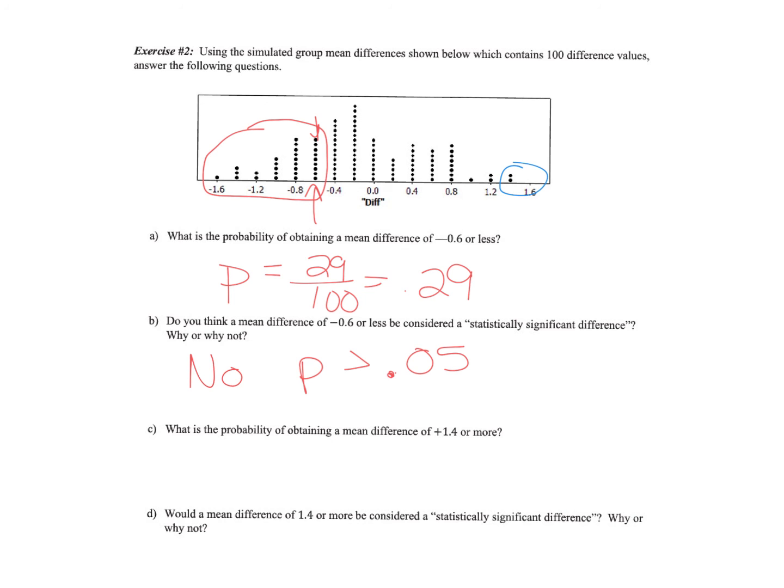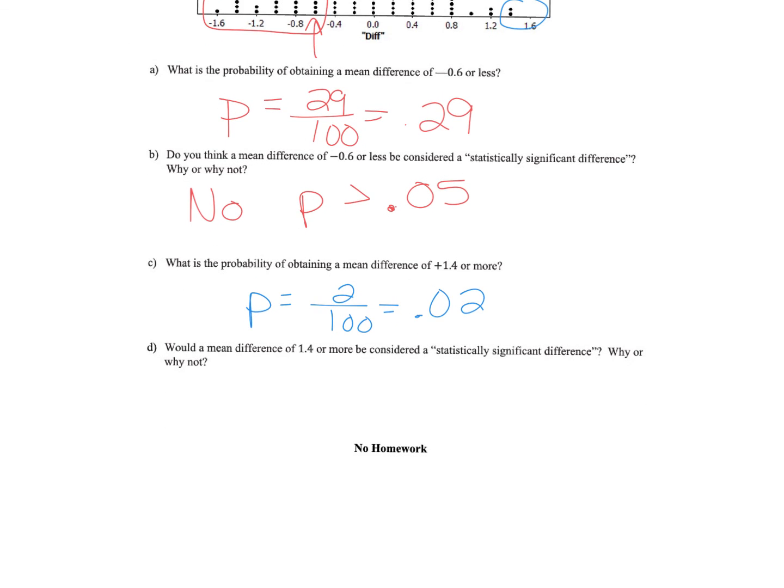What's the probability of obtaining a mean difference of 1.4 or more? So there's 1.4 or more. That's P equals 2 over 100, which is 0.02. And so would a mean difference of 1.4 be considered a statistically significant difference? The answer would be yes, and that is because P is less than 0.05. So there's less than a 5% chance of obtaining a 1.4 by random chance.